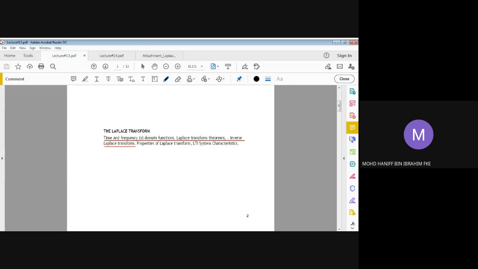So this is the excerpt from the course information. We're going to learn about the theorems of Laplace transform, the basic understanding of what Laplace transform is all about, and then also we learn about the inverse of Laplace transform. For the rest of these topics, which include the properties and the system characteristics, all of these will be learned later in lecture 14.